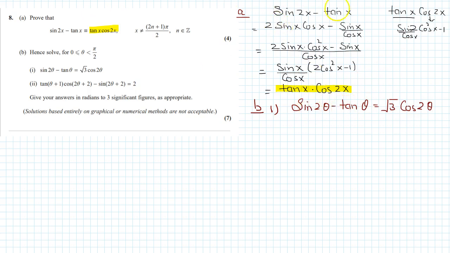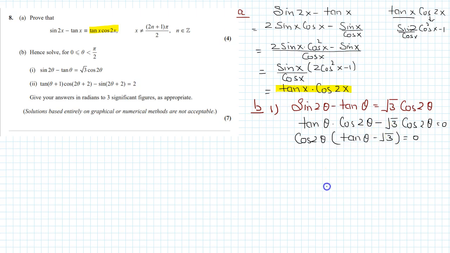Sin 2 theta minus tan theta we can write as tan theta cos 2 theta minus root 3 cos 2 theta, that is 0. So cos 2 theta is common, and we have tan theta minus root 3 is equal to 0.